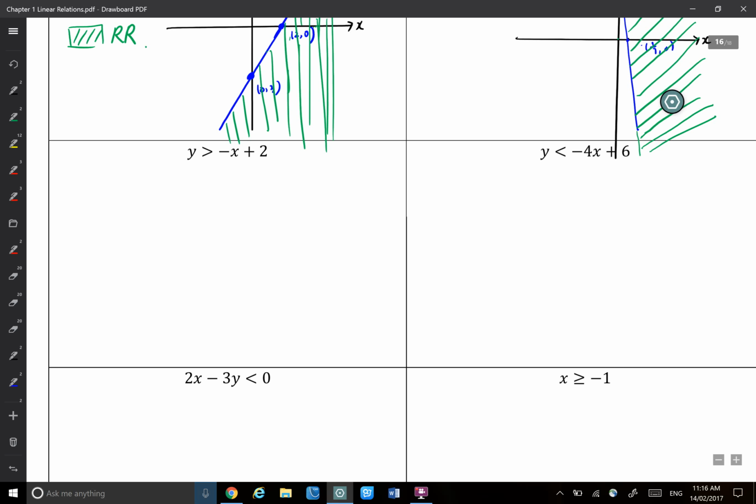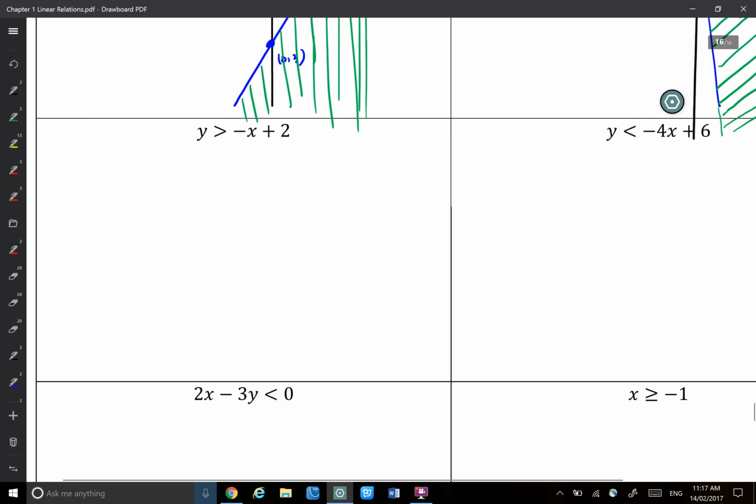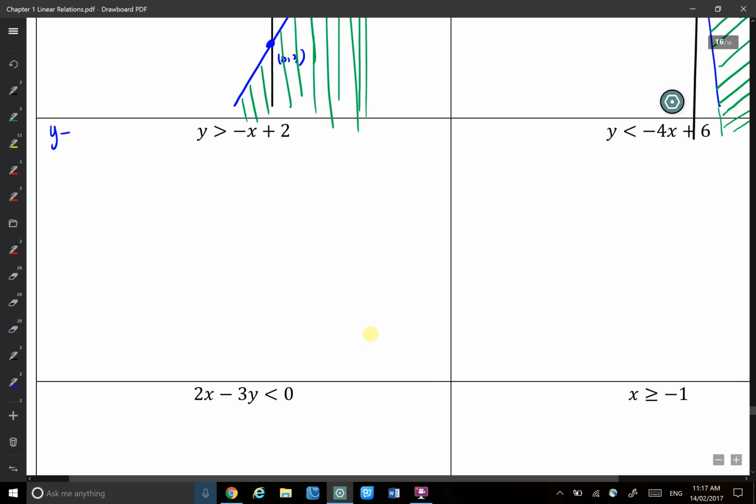Greater than negative x plus 2. So the first thing we'll do is to sketch y equals to negative x plus 2. We can see that the y-intercept is 0, 2, and the x-intercept should be 2, 0. This is a very easy question.